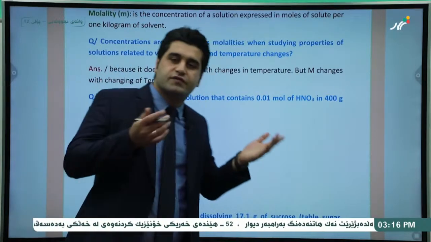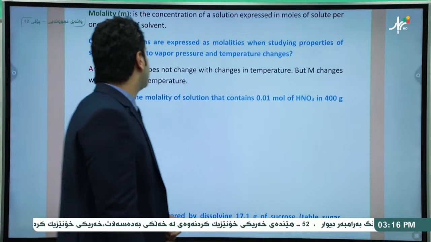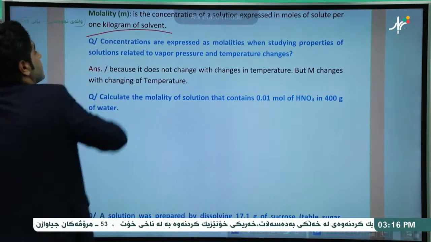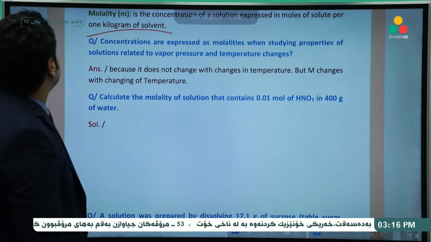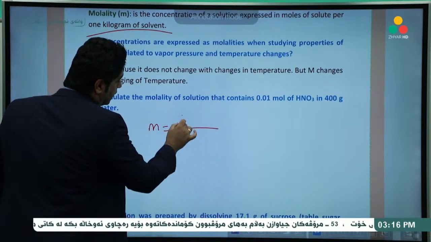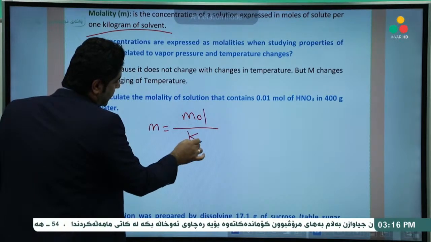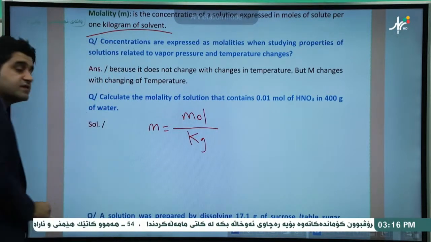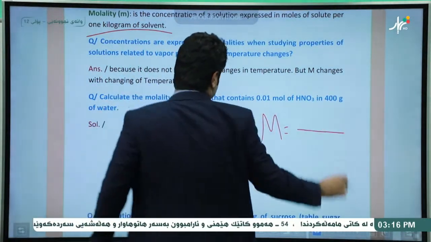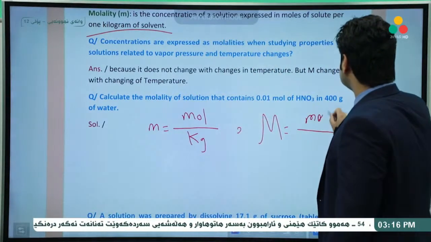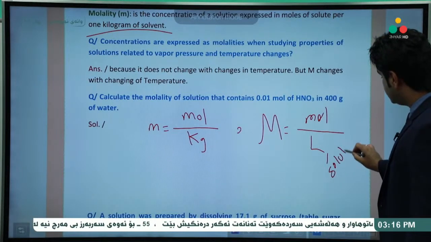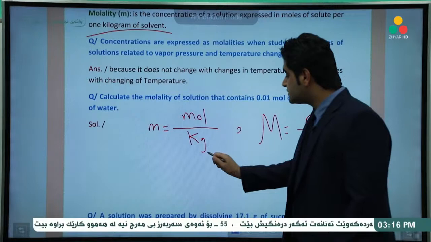Molality is the number of moles of solute per 1 kilogram of the solvent, instead of the volume of the solution. Now we have kilogram of the solvent. So molality is equal to mole per kilogram of the solvent. This is about the solvent, but molarity, capital M, is equal to mole divided by liter of the solution. It's for solution, but this is for solvent.